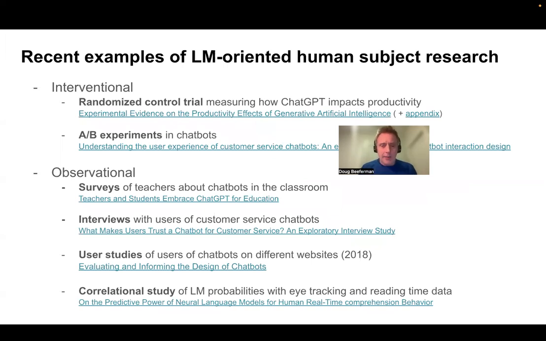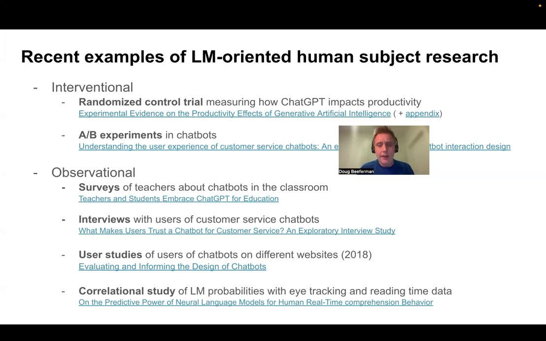Now, having talked a little bit about scope, let's talk about the type or method. And again, we're dividing the world into interventional and observational kinds of human subject research. So under interventional, I've listed randomized controlled trials, which are the gold standard of science, what almost everyone thinks of when you think of interventional. We'll learn about these later in this module.